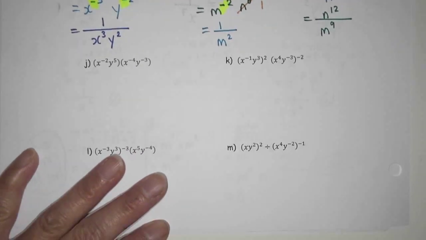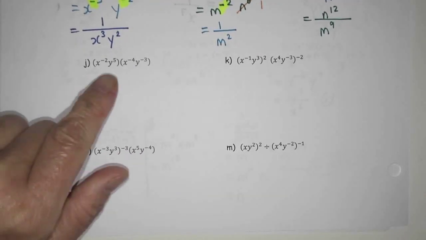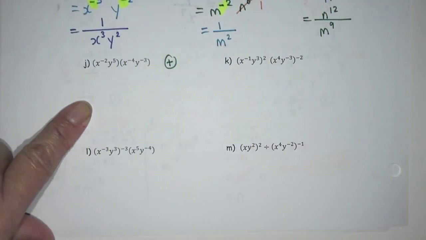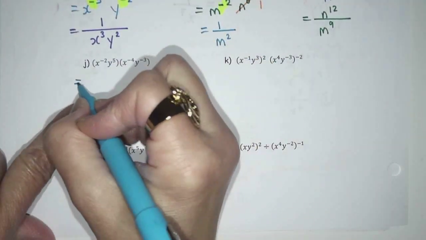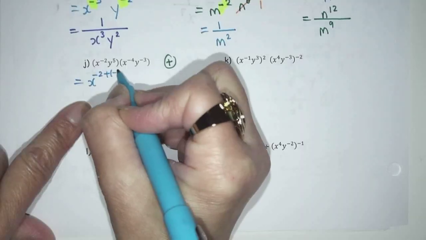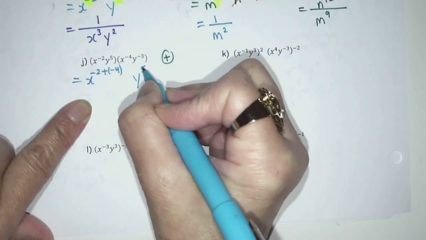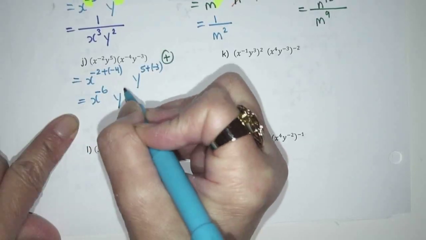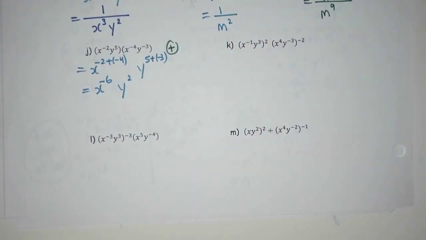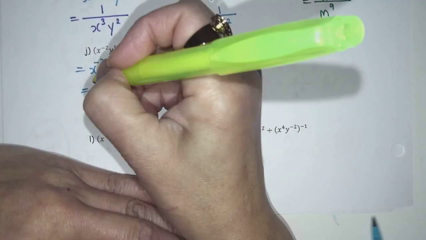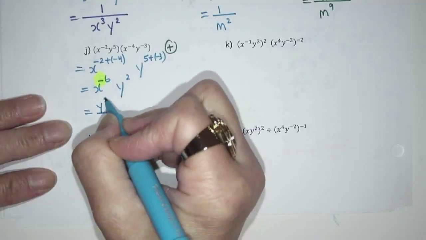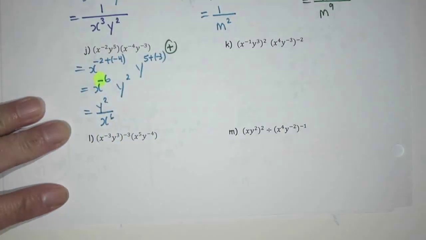So hopefully you're getting the pattern. When I look at this one, it's just straight multiplication. So all I'm going to do is add. So if I'm going to add it, I'm doing x to the negative 2 plus negative 4. Again, you can just do this in your head. 5 plus negative 3. This is x to the negative 6 and y to the 2. Again, if we're all done the exponent laws and this is the final step, we're going to move this guy to the denominator of this one. There we go.